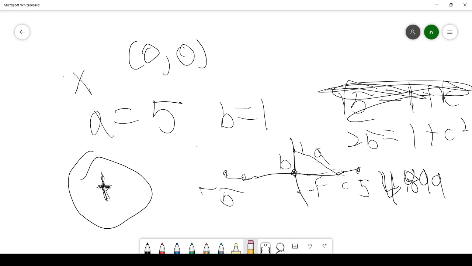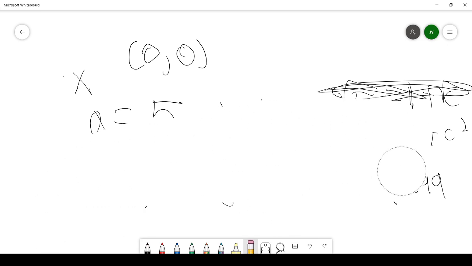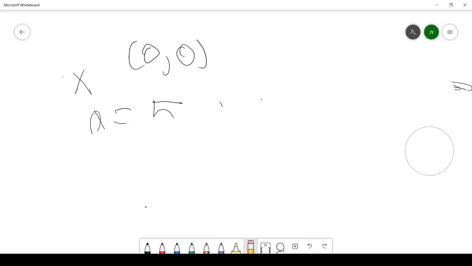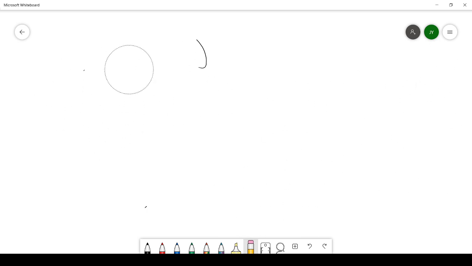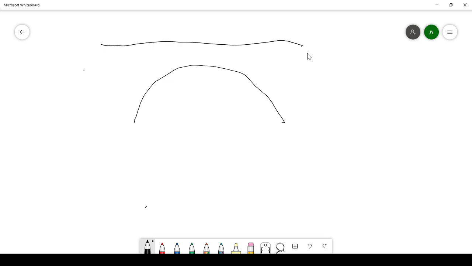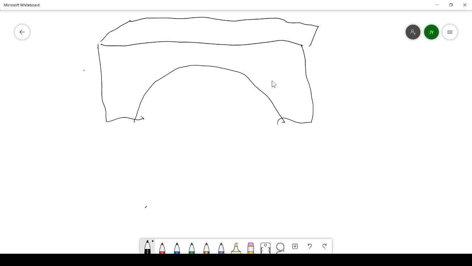Let's try something similar but different this time. So in word problems, you're gonna see something like this. Ellipses are commonly used to describe arched bridges. Say a small bridge looks something like this, right? Say this is a bridge, like a small one over a pond or a small river or something.